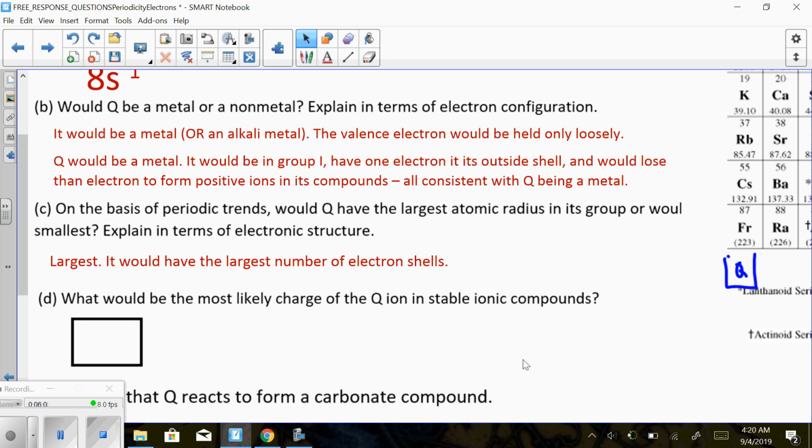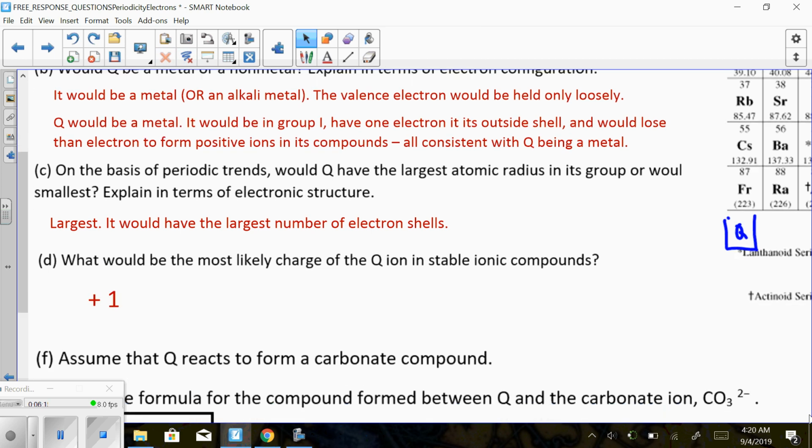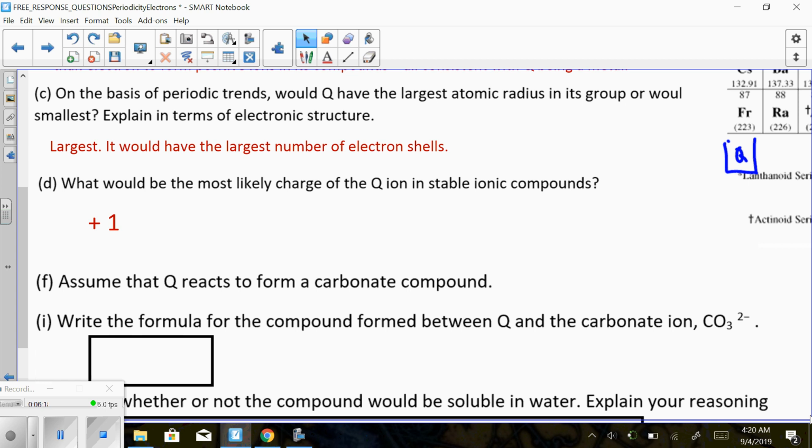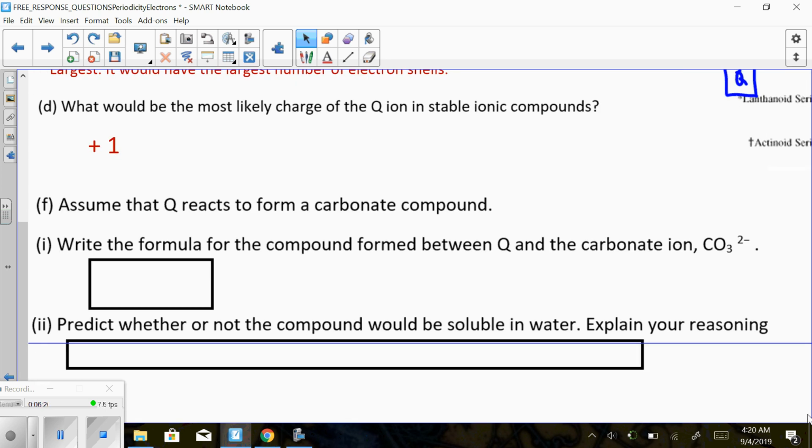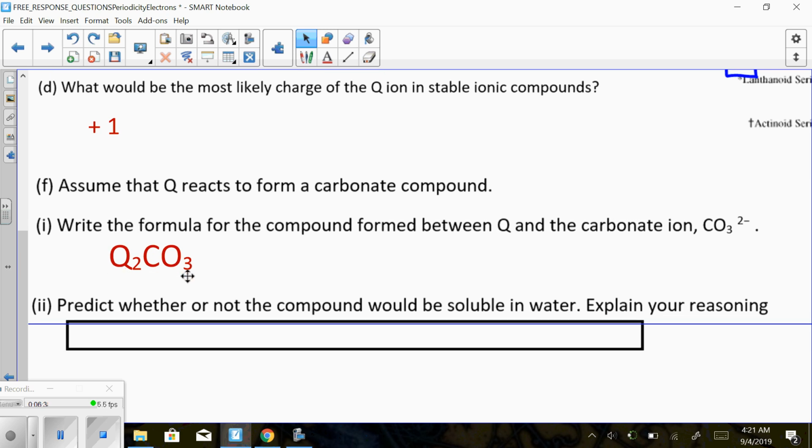What would be the most likely charge? Well, if it has one valence electron and it easily loses that one valence electron, the most likely charge would be +1. So Q+ would be our most likely ion. If it reacts with a carbonate ion, what would the chemical formula be? The chemical formula would be Q2CO3. Just like potassium, except it's Q. That's how we'd write the chemical formula for potassium carbonate. We just have a different element with a +1 charge.